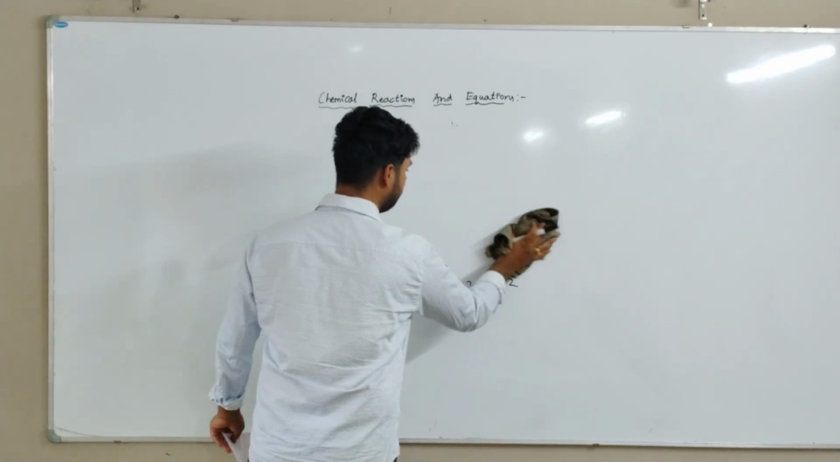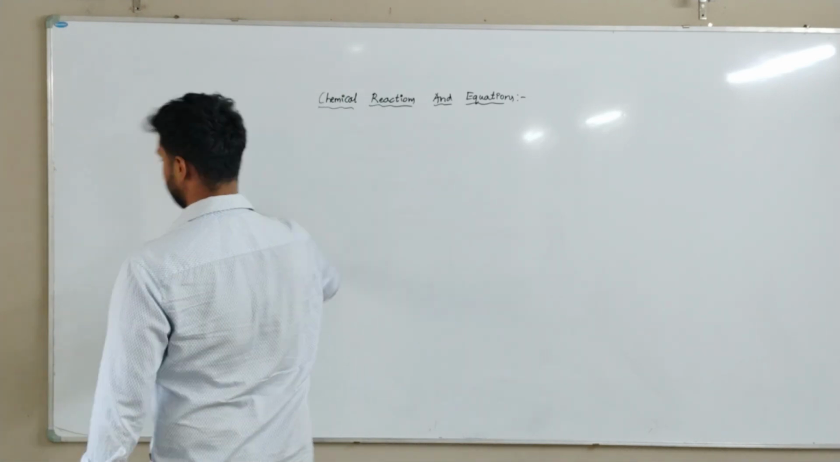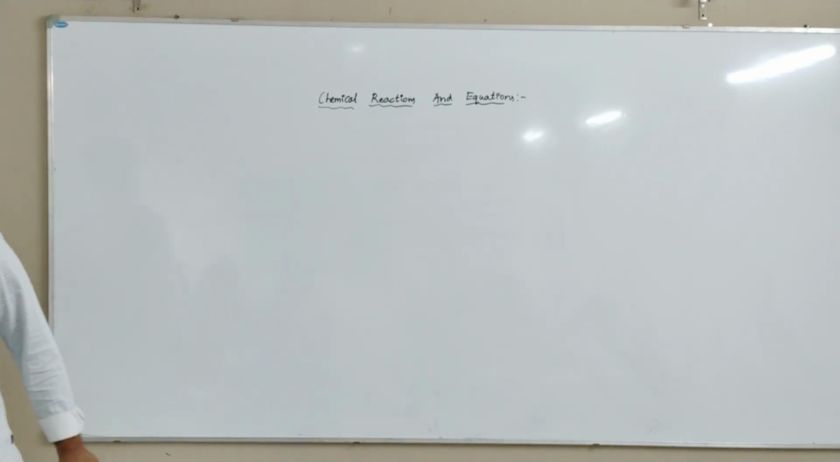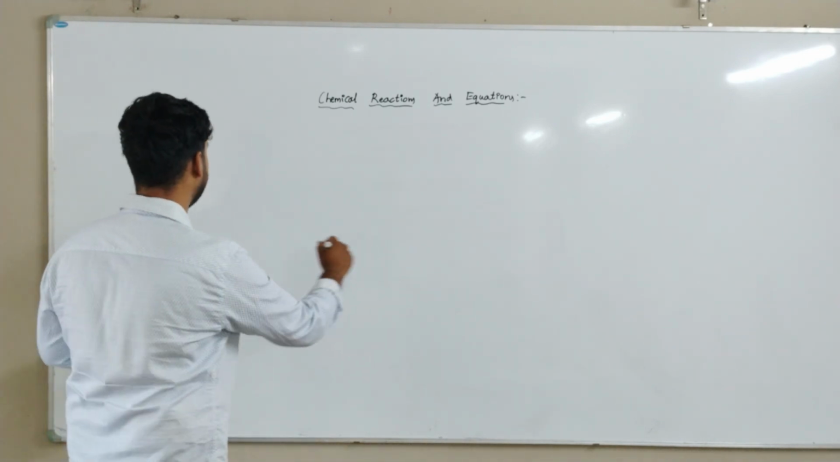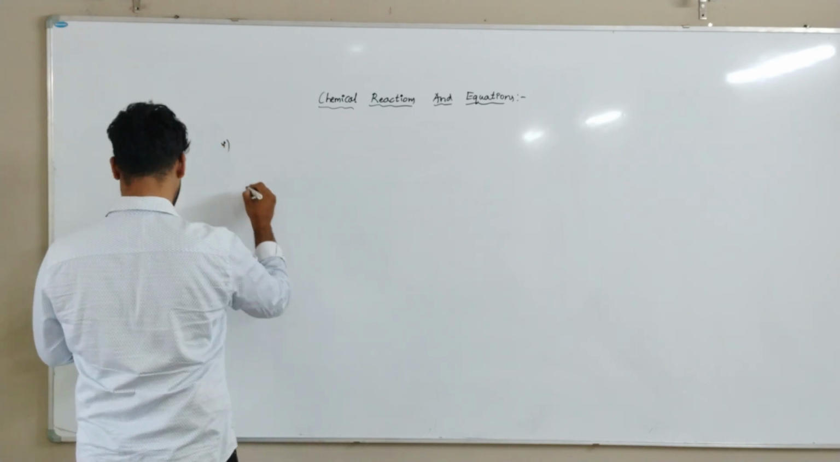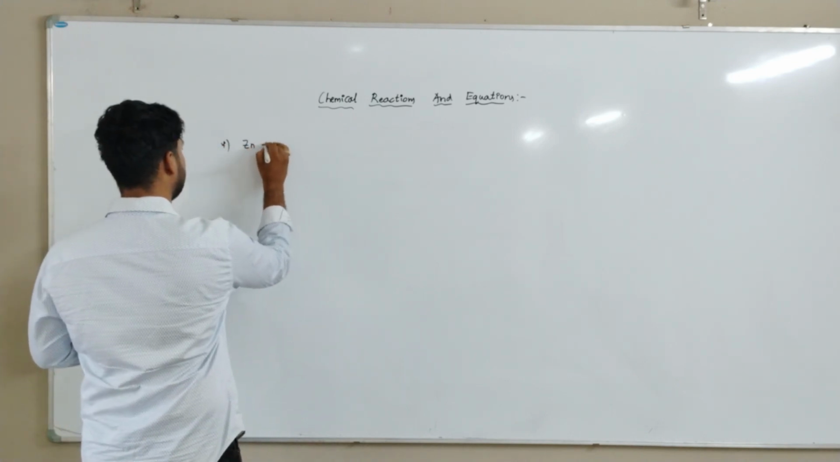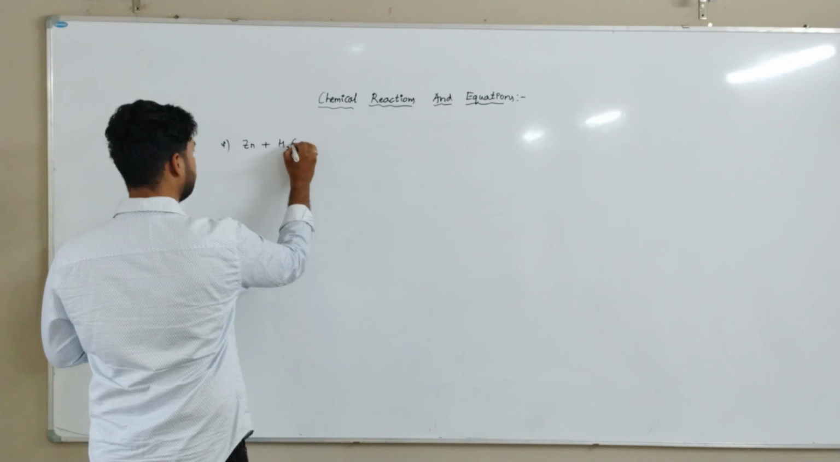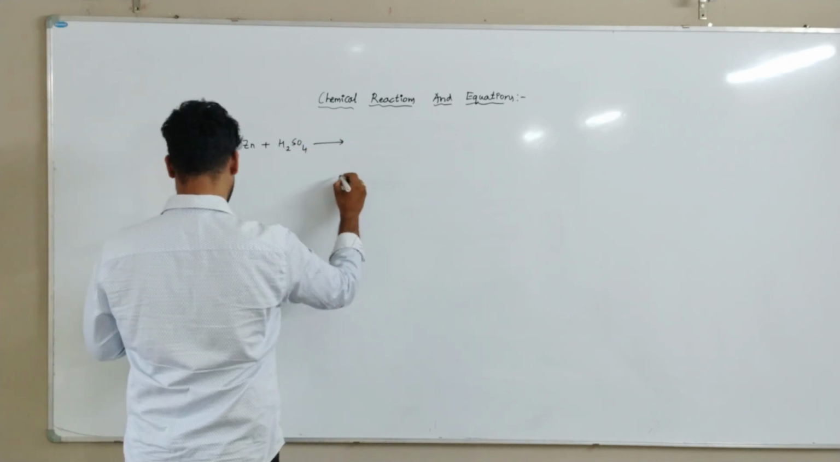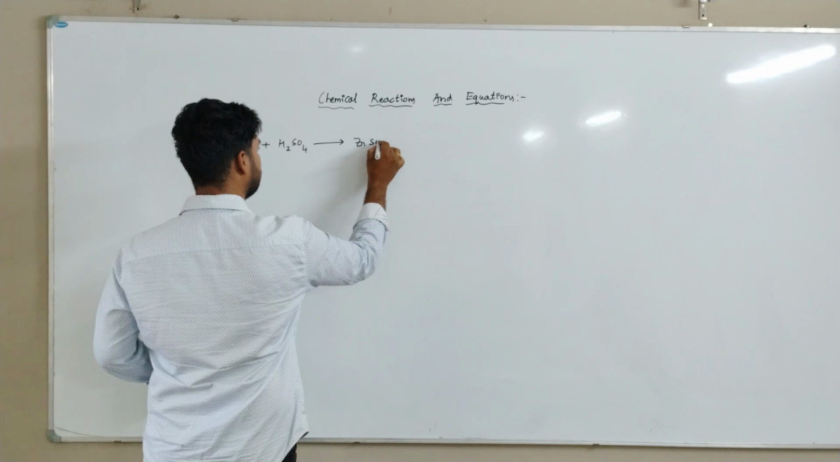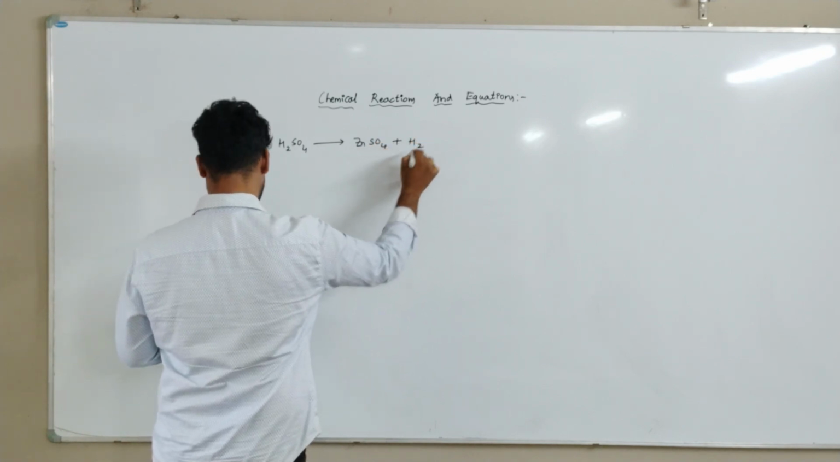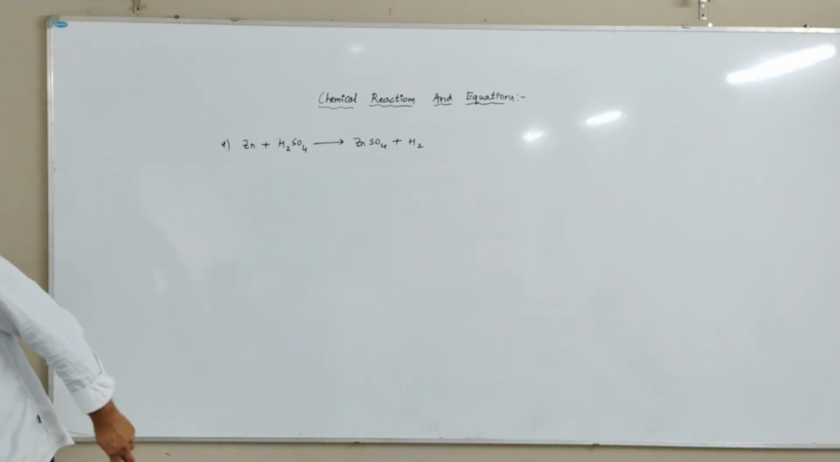Now I will write the question. Okay, let's try to solve that. Now first don't write anything, just see here. Okay, for the second question: zinc plus H2SO4 gives ZnSO4 plus H2. This is the question.